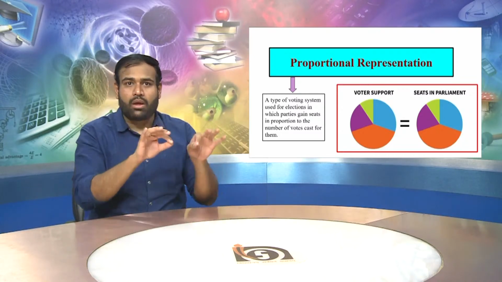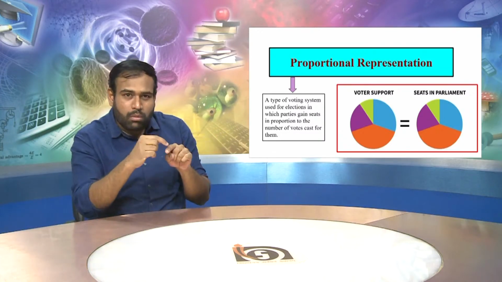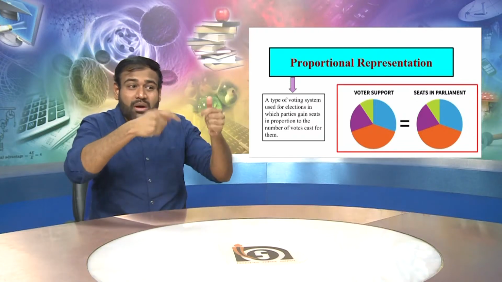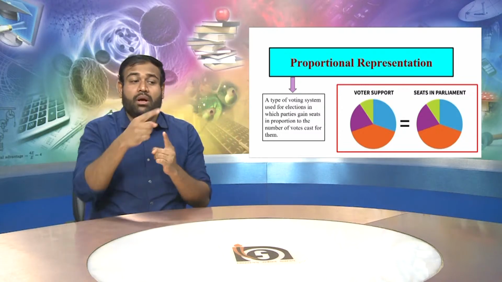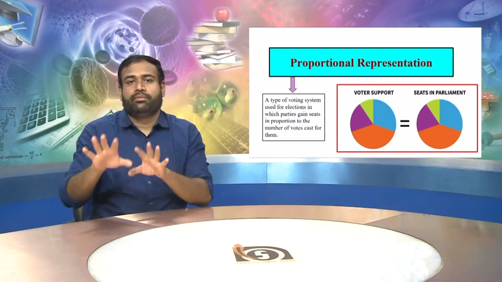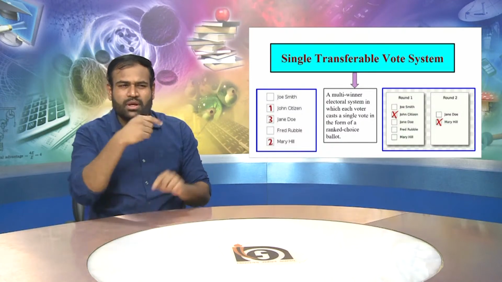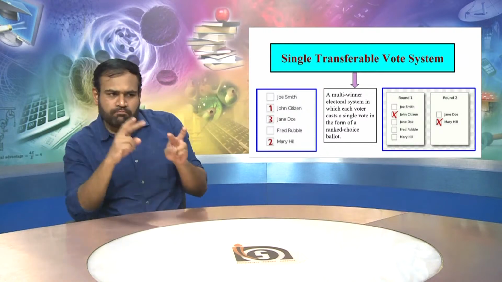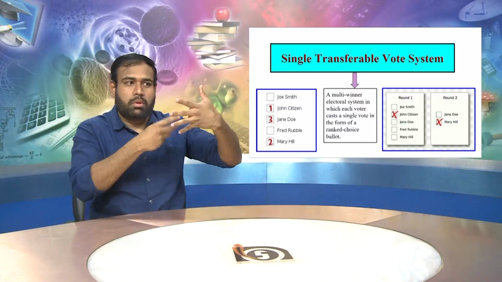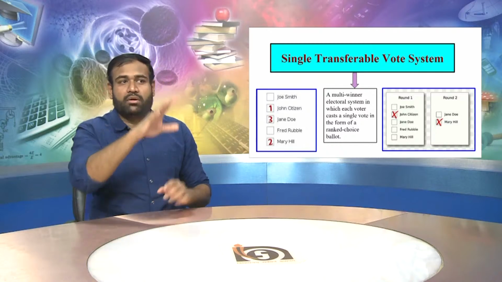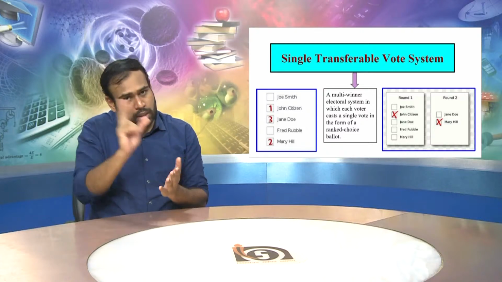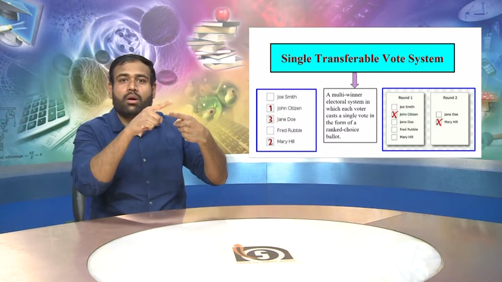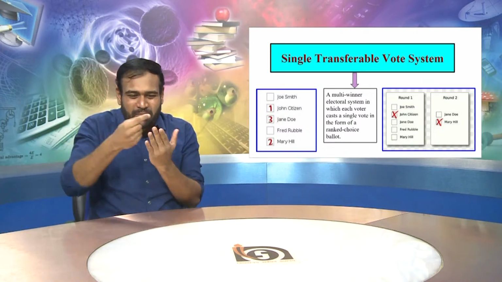Proportional representation: a type of voting system used for elections in which parties gain seats in proportion to the number of votes cast for them. Single transferable vote system: a multi-winner electoral system in which each voter casts a single vote in the form of a ranked choice ballot.